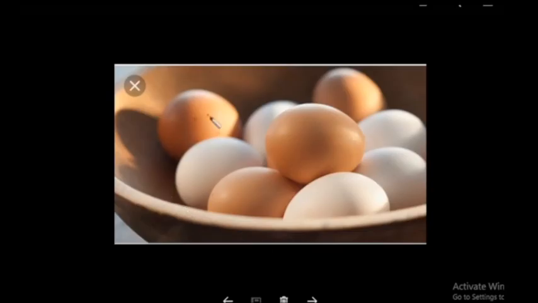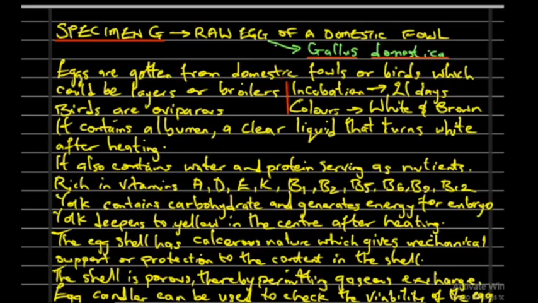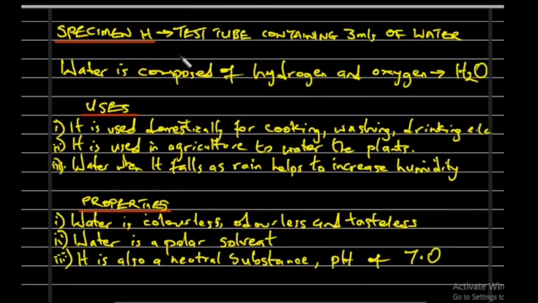We move to the next specimen, which is our Specimen H. Our Specimen H is a test tube containing 3 ml of water. Water is composed of hydrogen and oxygen. We know that our water is made up of hydrogen and oxygen, and that is why its formula is H2O.